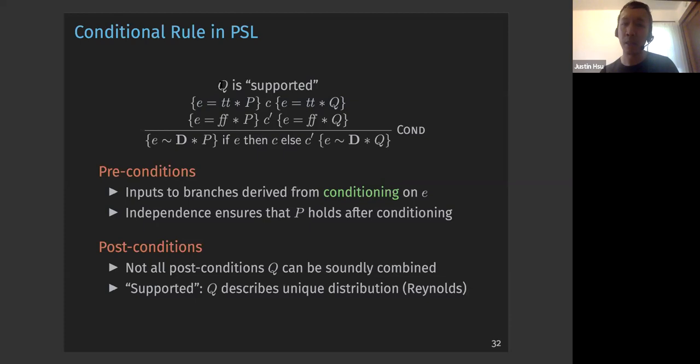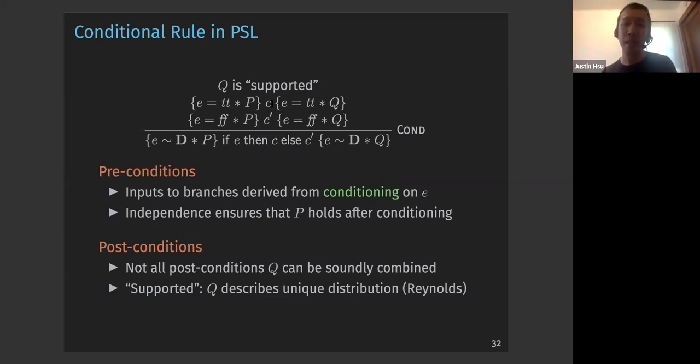The bigger requirement is definitely the supported condition, which I didn't have time to define fully. Essentially, Q being supported means that Q is true in a unique distribution. An example of a supported assertion is saying that some variable Y is uniformly distributed, because if Y is uniformly distributed, then it picks out one exact distribution. An example of something that's not supported is if you said Y is distributed as some distribution, like Y tilde D. That is not a supported assertion, because there might be multiple different distributions that satisfy that assertion. But if Y is uniform, there's only one distribution that satisfies that.